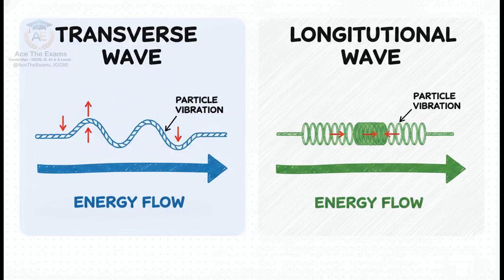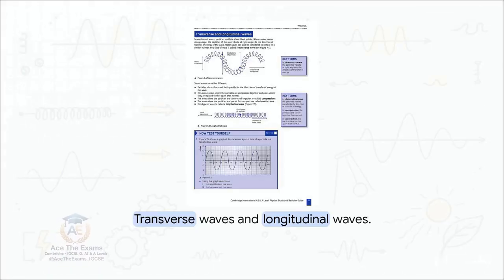And it's this parallel movement that causes the particles to bunch up into tight areas called compressions and then spread out into sparse areas called rarefactions. This graphic perfectly illustrates the physical comparison between the two.